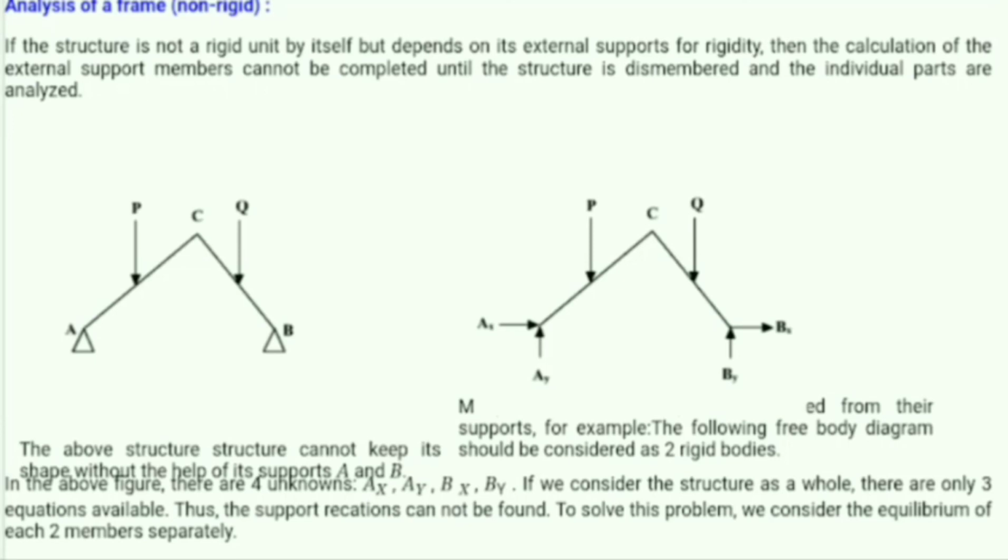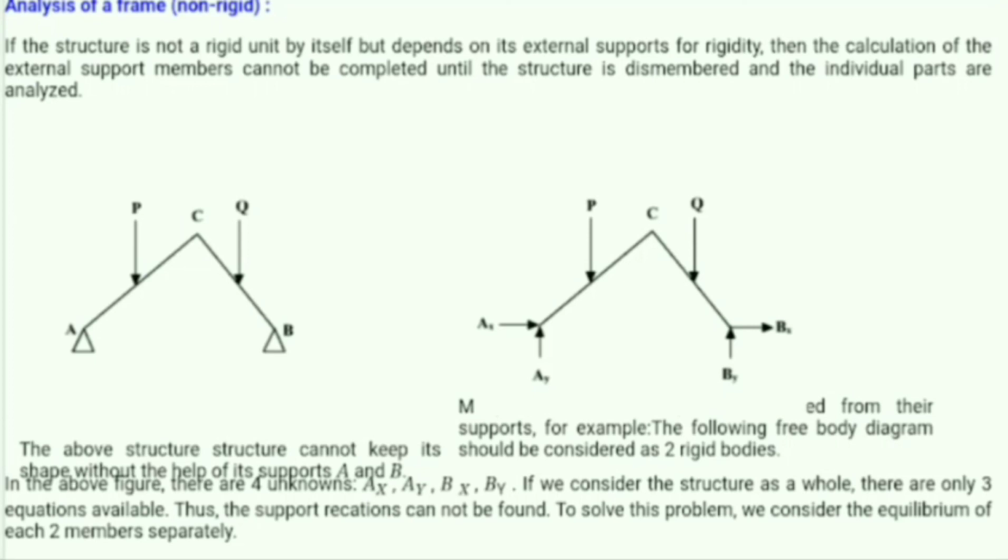Now, as we can observe in this figure, ACB is the member which is supported at the ends by a hinge support at A and B. So this member depends on the external supports for its rigidity. Let us say if there was a roller support at point B, then due to the roller support, the whole member ACB would not have been in equilibrium, as due to the translation or the roller support provided at B, there would have been translation at point B. Hence, it would have made the structure unstable.